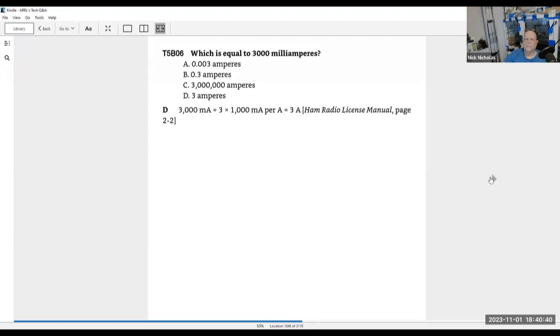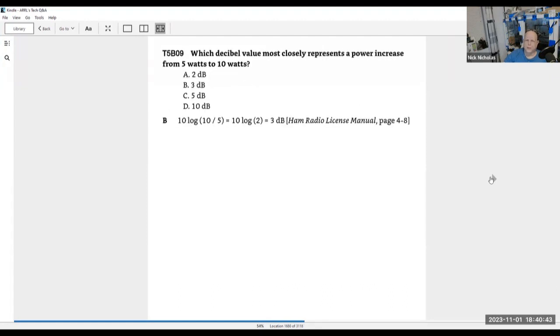So I'm going to jump ahead here. Which decibel value most closely represents a power increase from 5 watts to 10? This should always be easy. When you go from 5 to 10, you're doubling the power. And this one you don't have to do the math on. The math is below. You take 10 times log of the value of 10 divided by the 5. And then if you solve that out, you'll come up with 3 dB. 10 log of 2 is what you'll have.